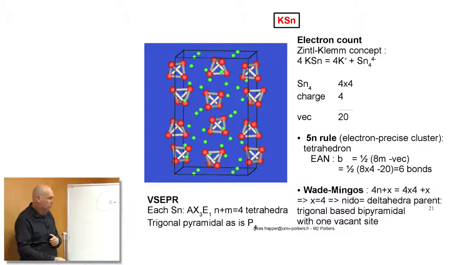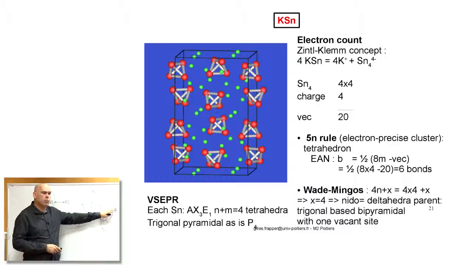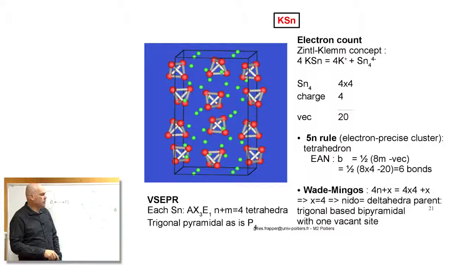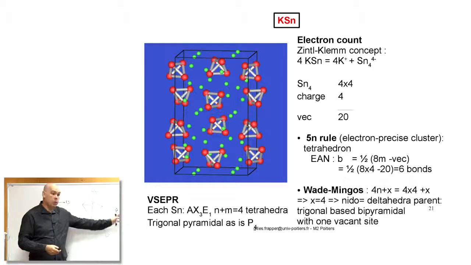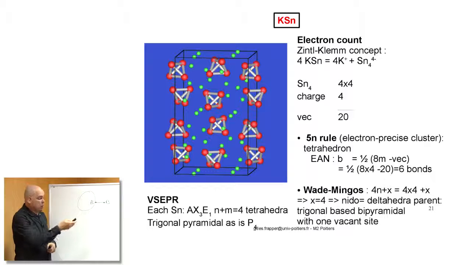And as I said previously, you may use also VSEPR, but only looking at the local environment at each atom. And you see that the tin is AX3E1. So the steric number is 4, so you should have a tetrahedron without one side. So the local geometry is trigonal pyramidal, as in P4, or as in Si4 4 minus, which is isoelectronic to Sn4 4 minus. So here we can understand also why we get such clusters encapsulated in a potassium network.